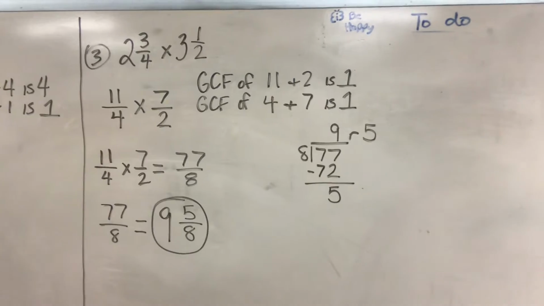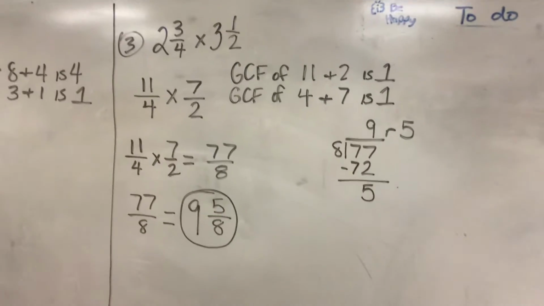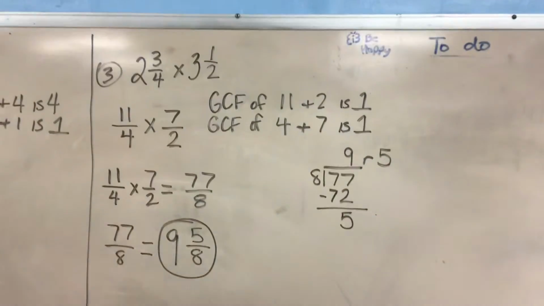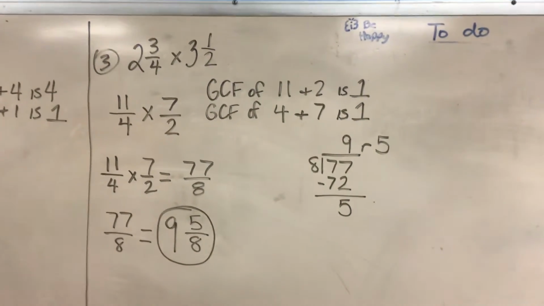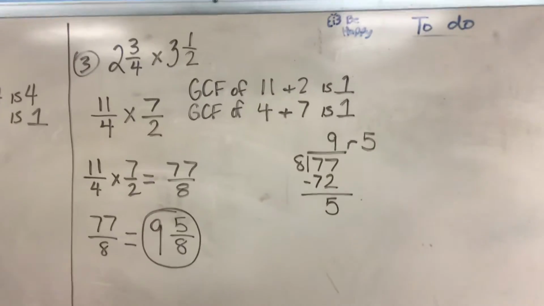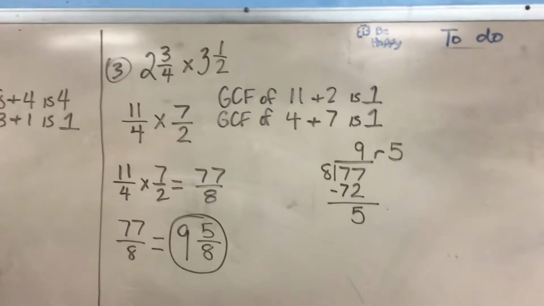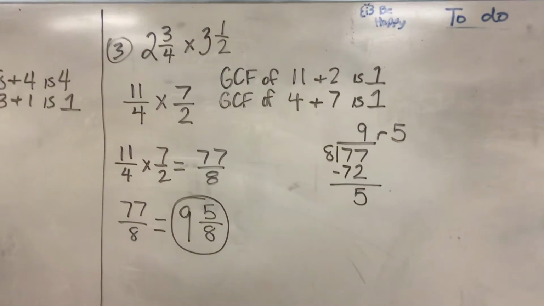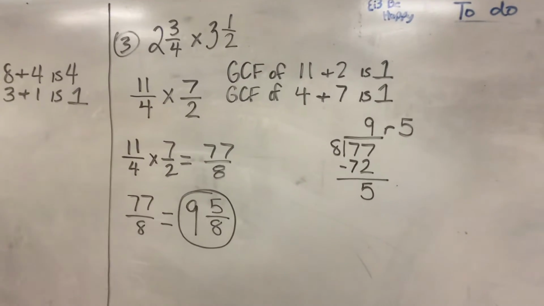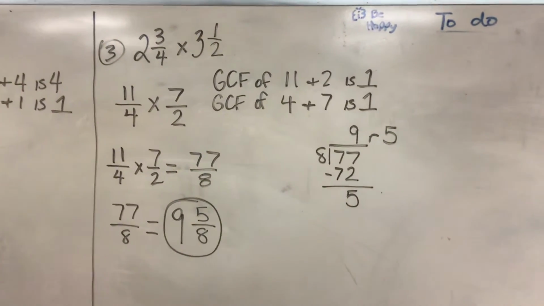So next, I have to find the greatest common factor. The greatest common factor of 11 and 2, which are the first set of diagonals, is 1, so I don't change anything. The greatest common factor of 4 and 7, which is the second set of diagonals, is 1, so I don't change anything. So I'm multiplying 11 times 7, which gives me 77, and 4 times 2, which gives me 8. After I do that, I know I have an improper fraction.